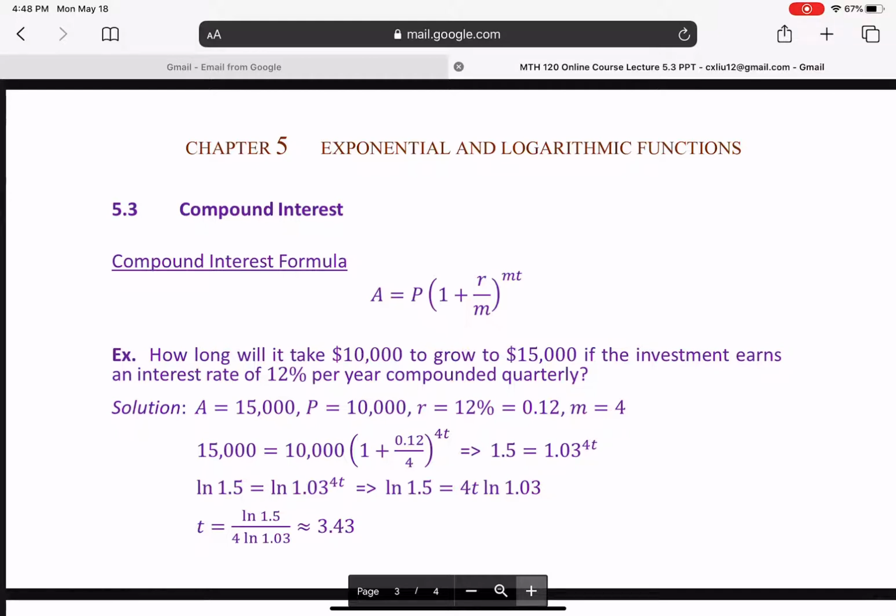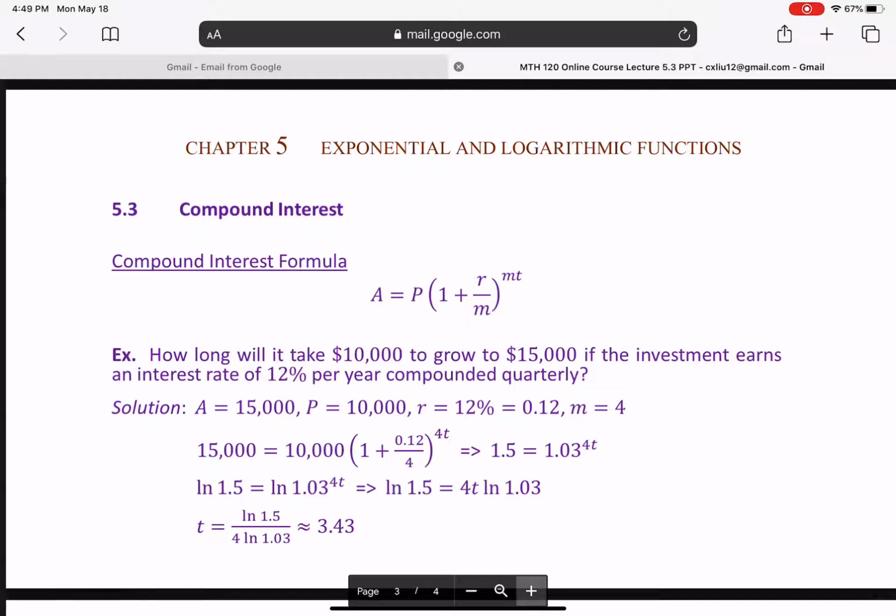And simplifying the equation, we get 1.5 equals 1.03 to the 4t. And to solve for t from this equation, we need to take the logarithm. So let's just take the natural log on both sides. We get ln 1.5 equals ln of 1.03 to the 4t.